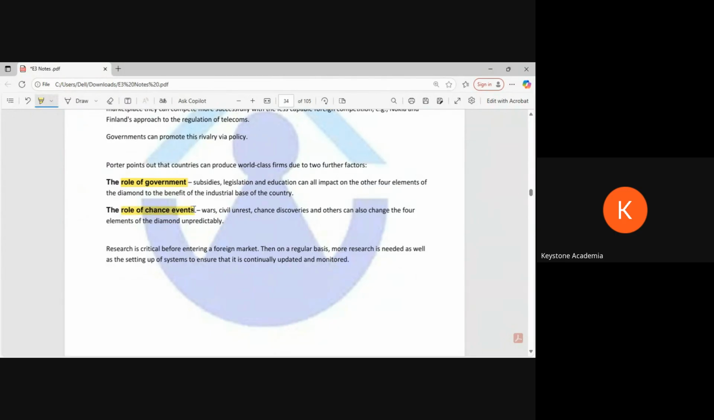Sometimes special events can also affect. For example, a war, civil unrest, any other things that happen, which is very rare, or any economic situation also. Then Porter's diamond will get affected. For example, in our case, we have good demand, then we have rivalry, we have that, right? Two things we can say. In support industry also, maybe to a good extent.